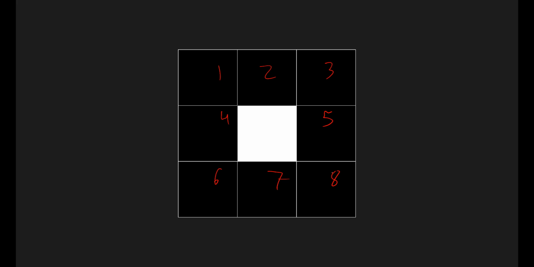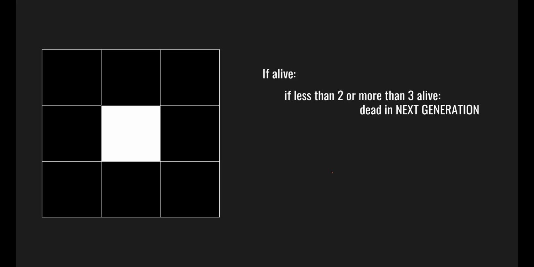Now, the tile is going to be alive or dead. If the color is white, it is alive, and if the color is black, it is dead. The rules of the game of life are simple. If the tile is alive, with the color white, and it has fewer than 2 or more than 3 neighbors that are also white, this tile dies in the next generation due to underpopulation or overpopulation.